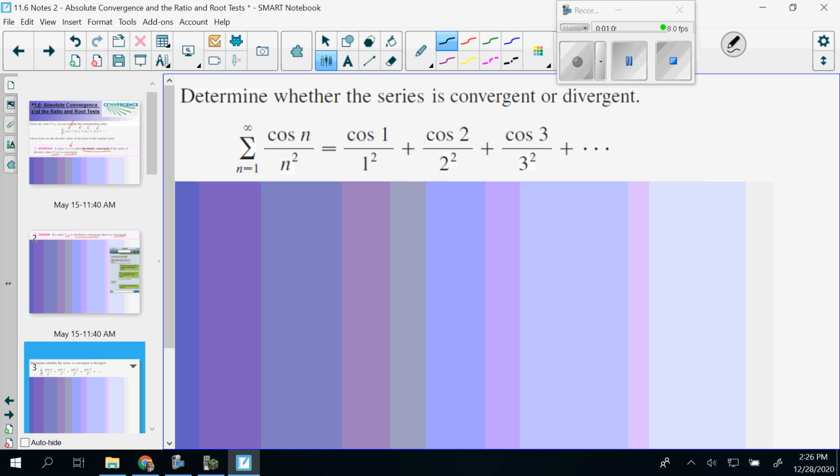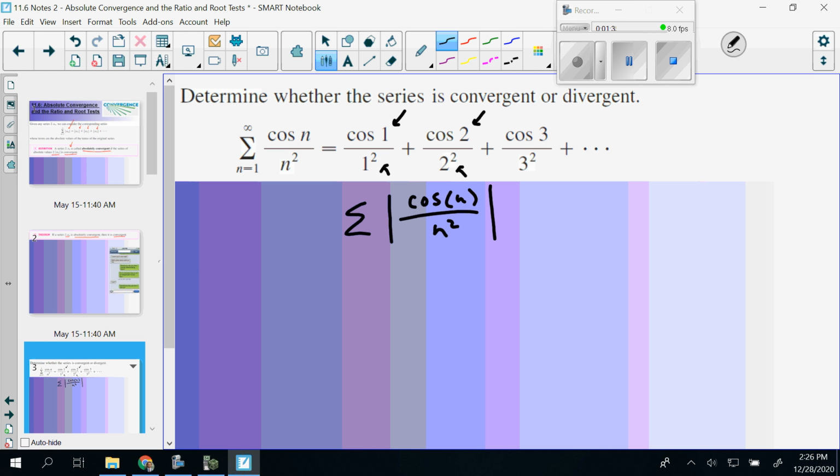So it's the series cosine of n over n squared from 1 to infinity. So like an example of a couple terms here, if you put in 1, it'd be cosine of 1 over 1 squared, then cosine of 2 over 2 squared, and so on. What we're going to do in order to do this one is we are going to look at the similar series here of the absolute value of cosine of n over n squared.